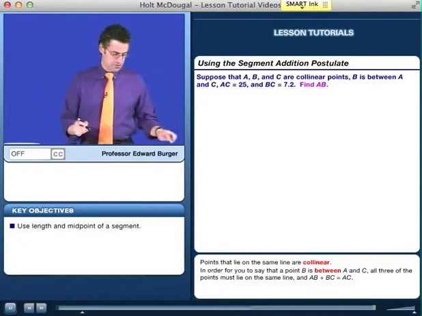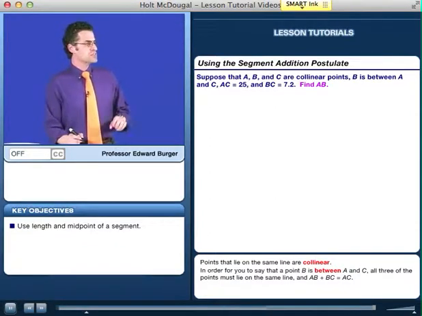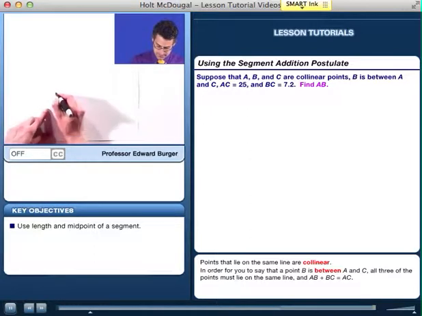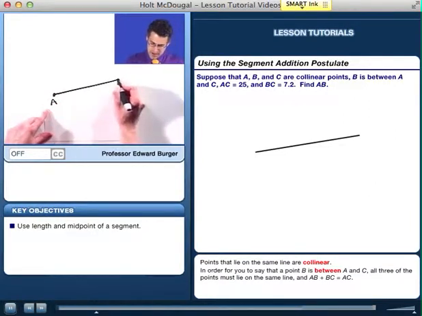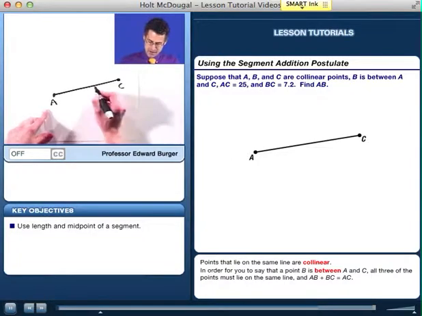So first thing I think we should do is try to draw a picture of the situation. So we know that B is between A and C. So we have some line segment, and on one end we have A, and the other end we have C, and B is somewhere in between. I don't know where. I'll put it right over here.